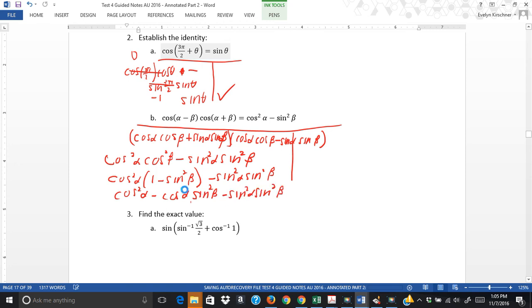So I'm going to play around a little bit. These have a common sine squared. So it's going to be cosine squared alpha here minus that sine squared beta, which I pulled out. And then what's left here is cosine squared alpha and a sine squared alpha, which is 1. And then I have what I was looking for.